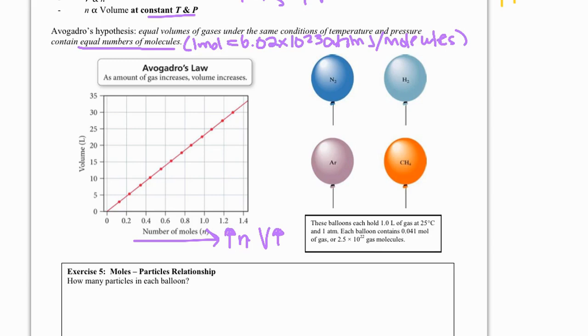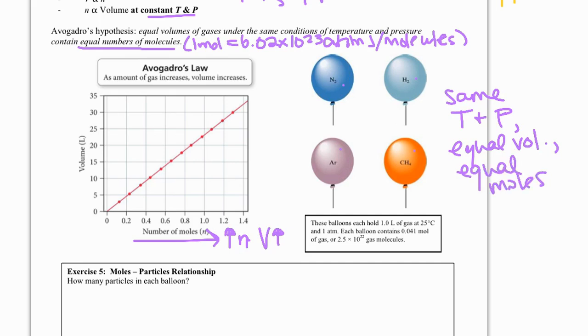And it doesn't matter what kind of gas it is, because there are large spaces amongst the gas molecules. That's what the picture on the right is showing. If it's N2 or H2 or argon or CH4, and they are at the same conditions of temperature and pressure, then if they have equal volumes, which the pictures of the balloons show, they must be equal moles or quantity. It says below that these balloons each hold 1 liter of gas at 25 degrees Celsius and 1 atm. So each balloon has 0.041 moles of gas, or 2.5 times 10 to the 22nd gas molecules.